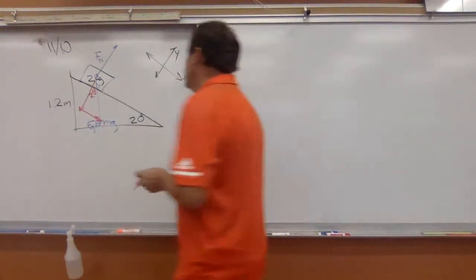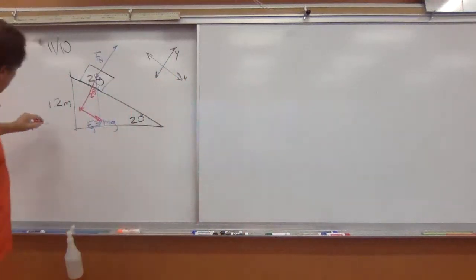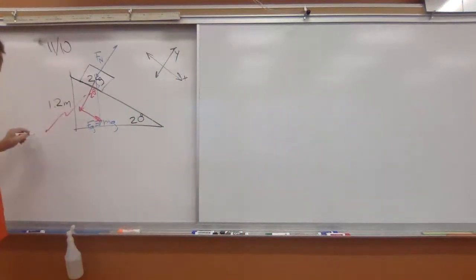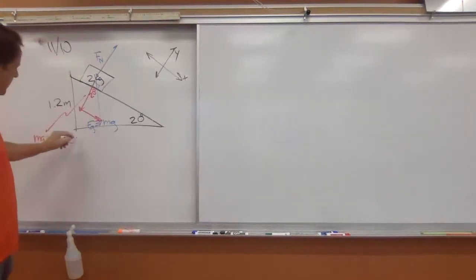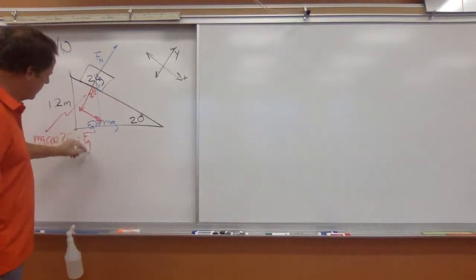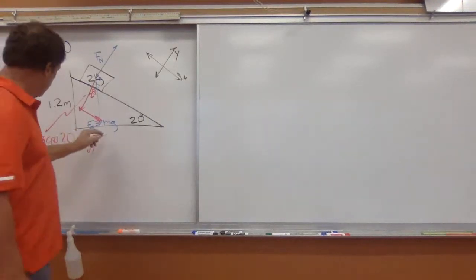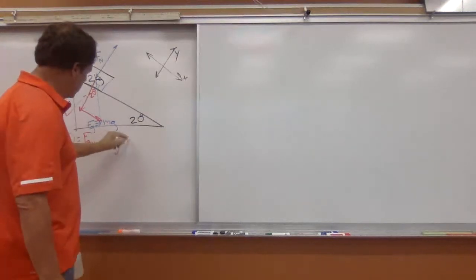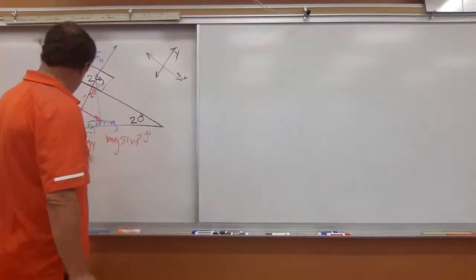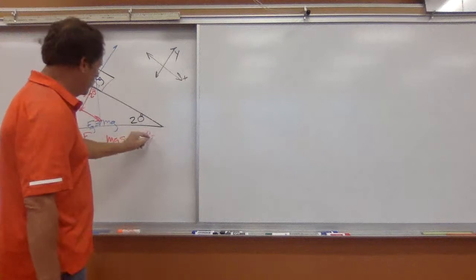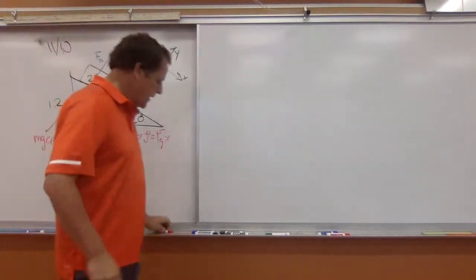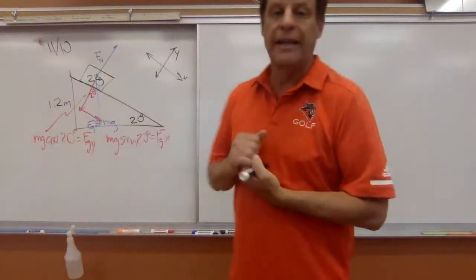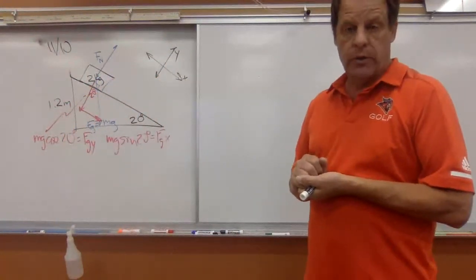So now this one right here is going to be mg cosine 20 degrees, and that is the force of gravity in the Y direction. And then we're going to have mg sine 20, and that's going to be the force of gravity in the X direction. Now we have all our vectors, and they are in our XY coordinate system.